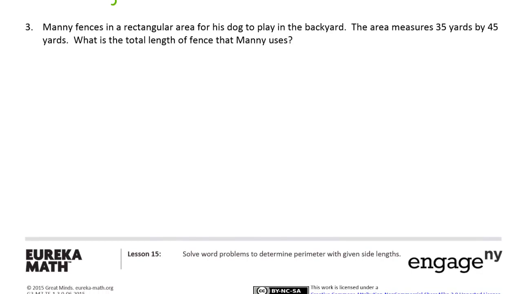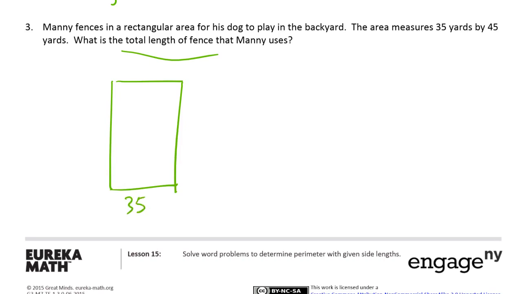Manny fences in a rectangular area for his dog to play in the backyard. The area measures 35 yards by 45 yards. What is the total length of fence that Manny uses? So the length of a fence is almost always a perimeter problem. So we need to draw a rectangular area, so we're going to draw a rectangle. And 35 is going to be the short end, 35 yards. And the long sides are 45.